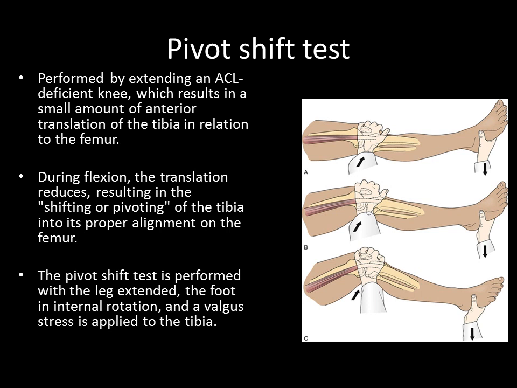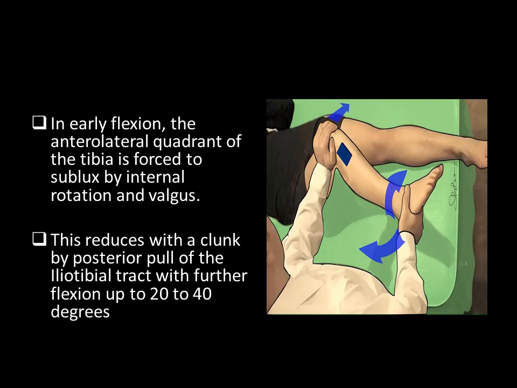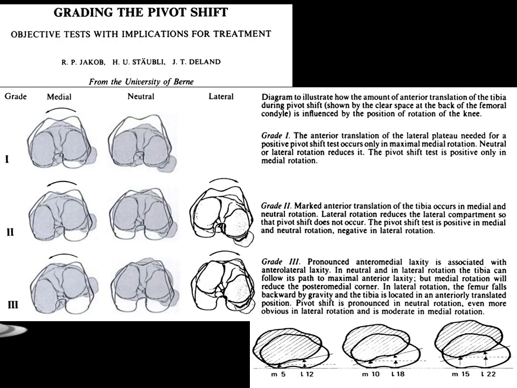The pivot shift is performed with the leg extended, the foot in internal rotation, and the valgus stress is applied to the tibia. In early flexion, the anterolateral quadrant of the tibia is forced to sublux by internal rotation and valgus. This reduces with a clunk by posterior pull of the iliotibial tract with further flexion up to 20 to 40 degrees. This is a classic paper on grading of pivot shift test by Jakob et al.